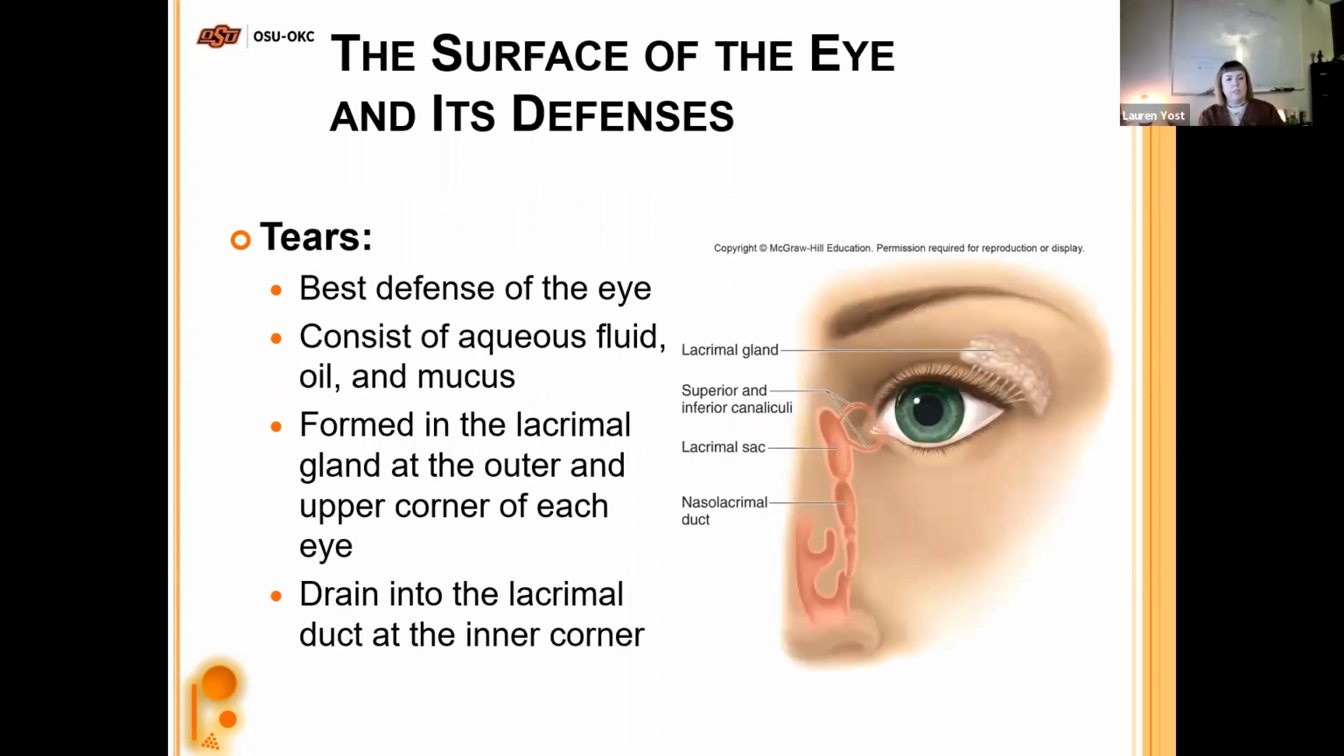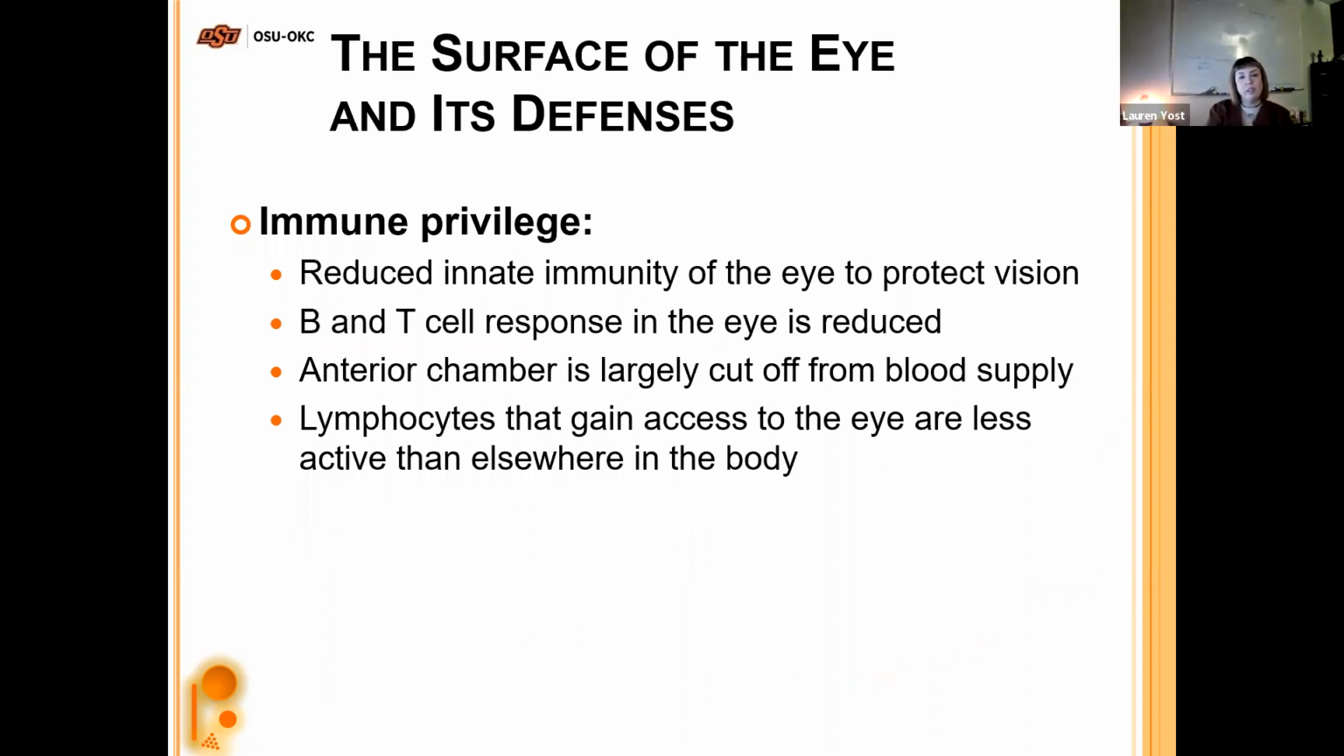Tears are the best defense of the eye. They are aqueous fluid, water-based. They also have oil in them, and they can have mucus associated with them. They are formed in the lacrimal gland at the upper corner of each eye and drain into the lacrimal duct at the inner corner. Obviously, if you have a collection of tears in excess, then you'll have them dropping down your face.